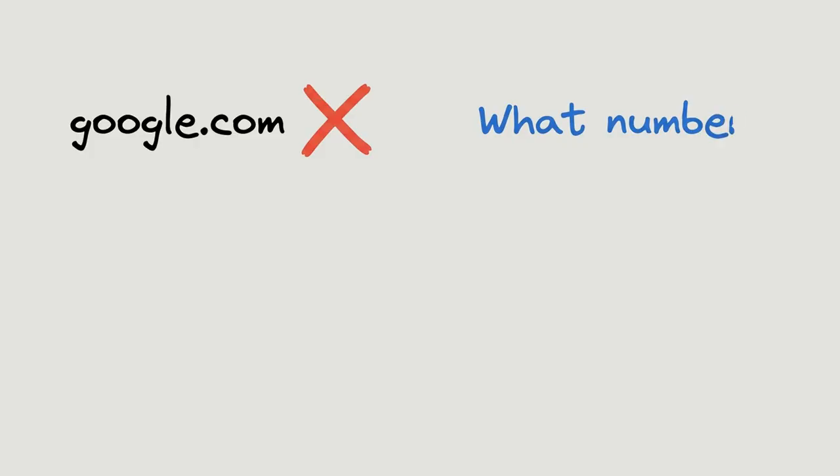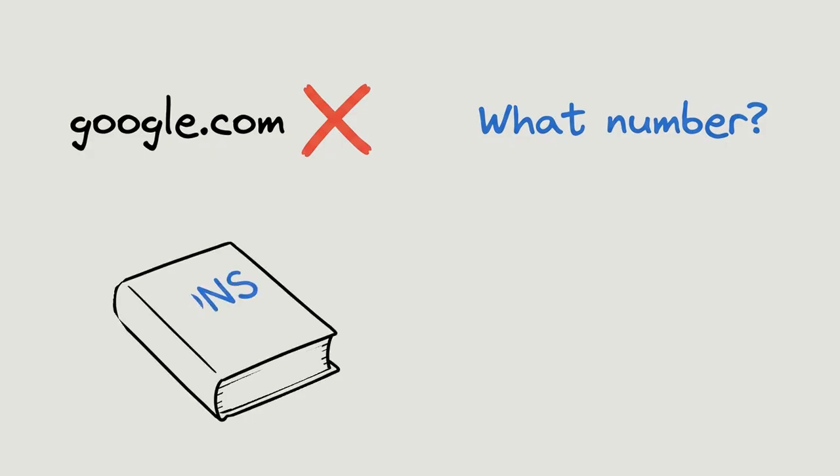But there's a problem. The internet doesn't understand names like Google.com. Computers don't navigate by words, they navigate by numbers. So before your request can go anywhere useful, your device has to ask a question. What number belongs to this name? That's where DNS comes in.